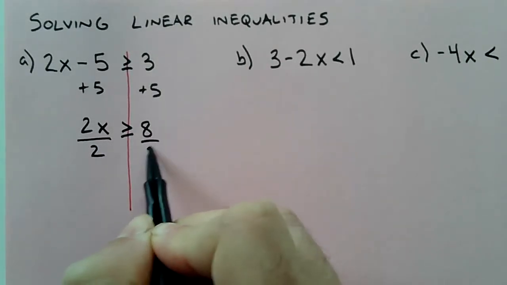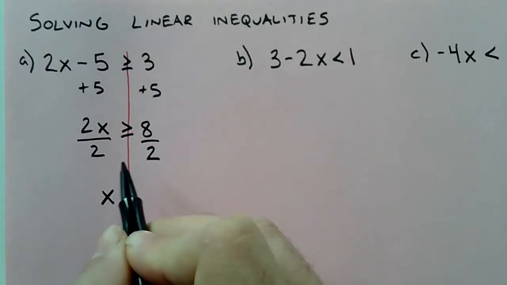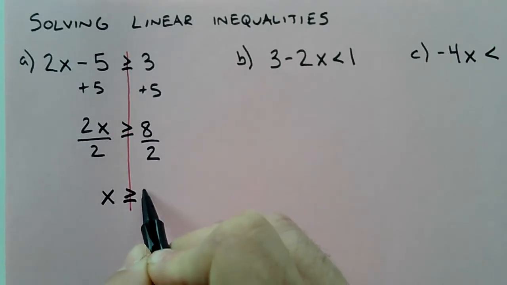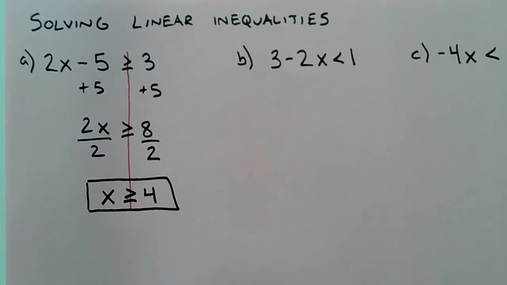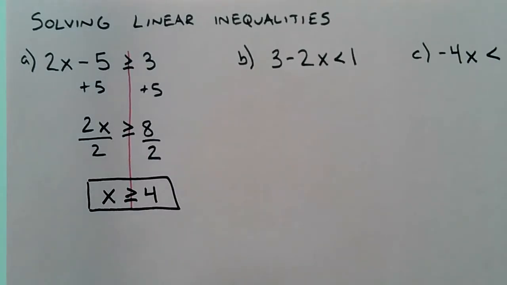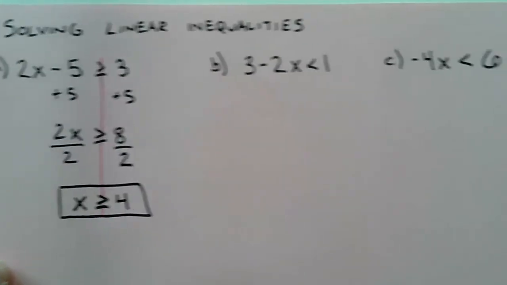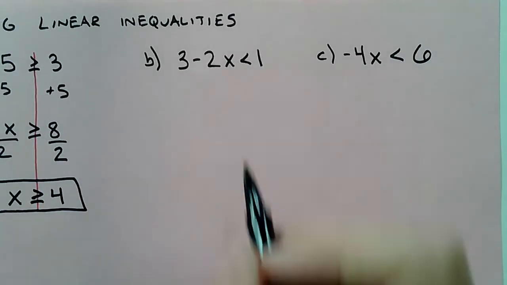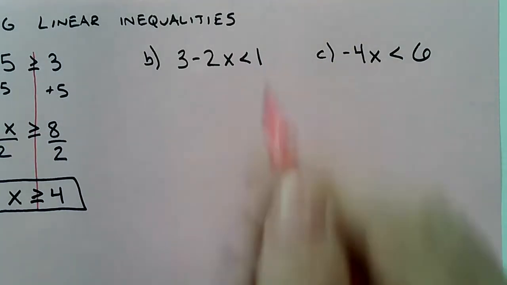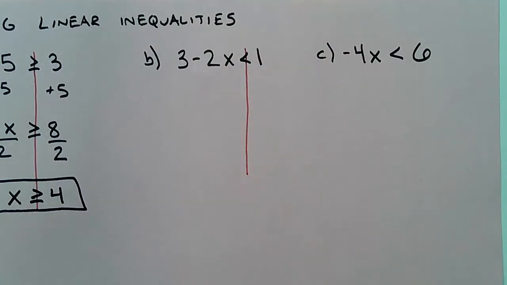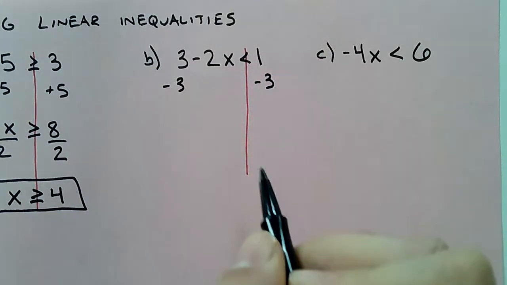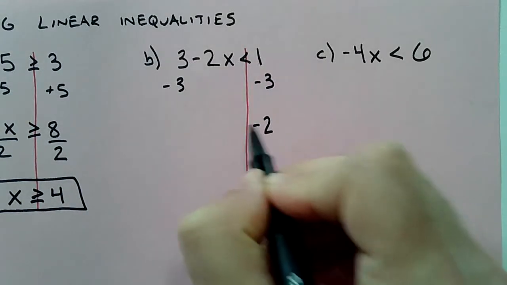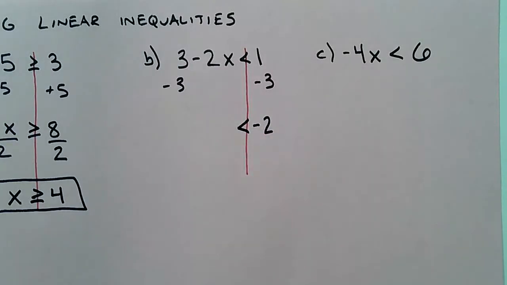Divide by 2. x stays greater than or equal to 4. And that's going to be our solution set for that linear inequality. Looking at B, I'll change pens here. I'm going to draw my line down my inequality sign like I'm used to. I'm going to take away 3, -2, keep my inequality symbol to match.